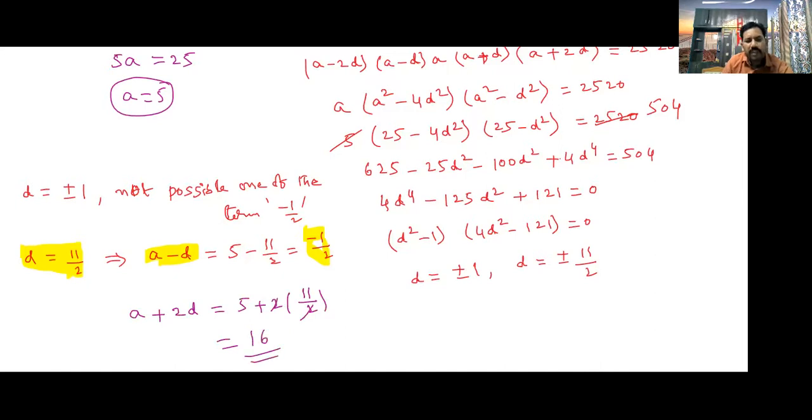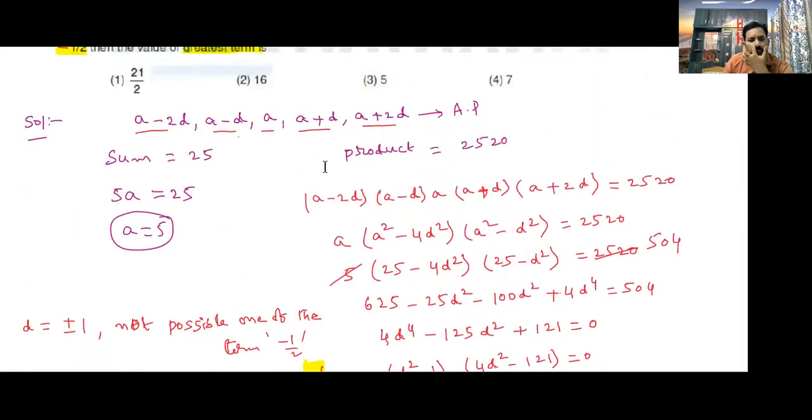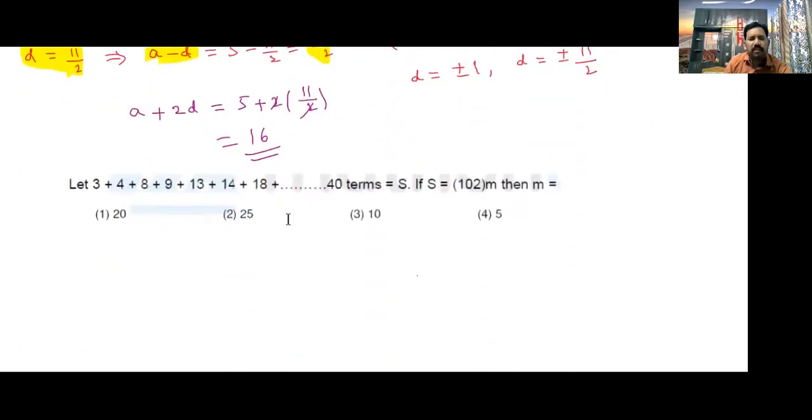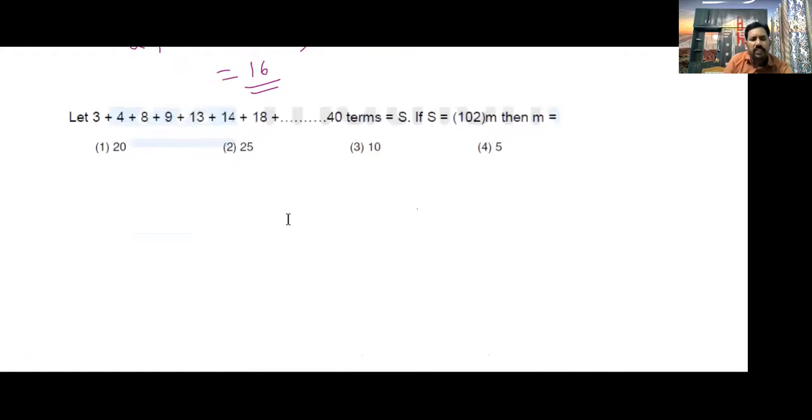Out of those five values, the greatest value is a plus 2d only. So that value should be how much? 16. Second option correct. This is a lengthy problem, but easy only. Go to the third question.